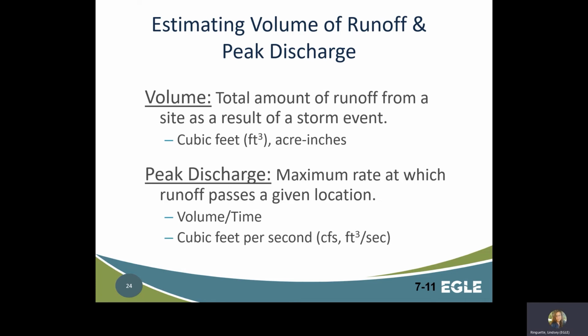Peak discharge refers to the maximum rate at which the runoff passes a given location in terms of volume and time. It is measured in cubic feet per second, or CFS, and must be determined to properly size water control structures such as diversions and spillways. The discharge rate is greatly influenced by the slope of the land that the water passes over. Therefore, the steeper the slope, the higher the discharge rate.